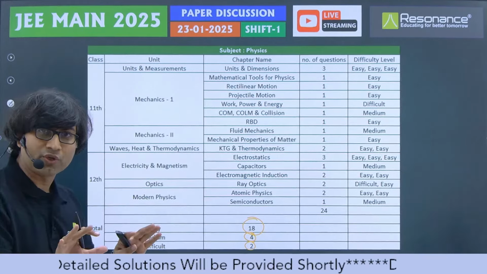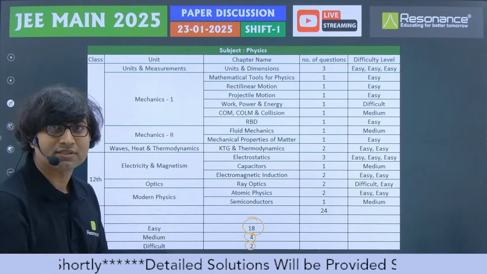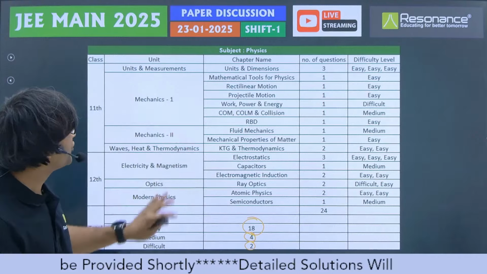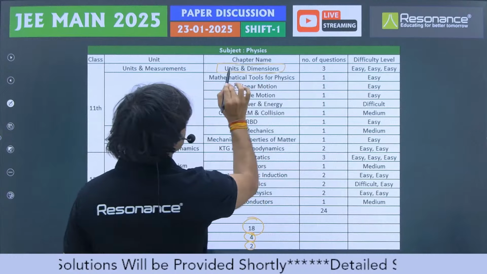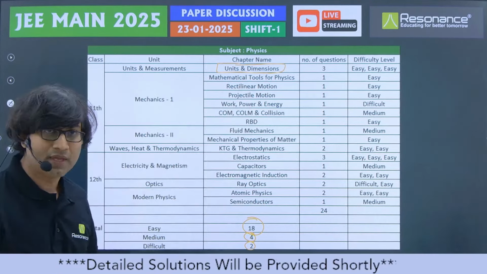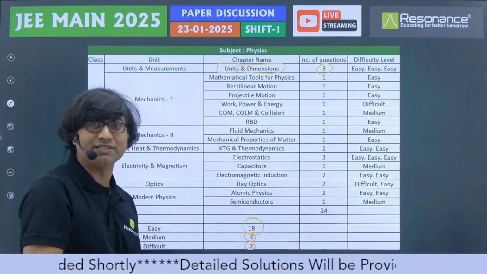So now we are going to analyze chapter wise what kind of questions were asked and what was the level of the questions in those particular chapters. We are going to start with units and dimensions. Definitely in units and dimensions, the maximum number of questions apart from electrostatics were asked. That is total 3 questions and all these 3 questions belong to the easy category.